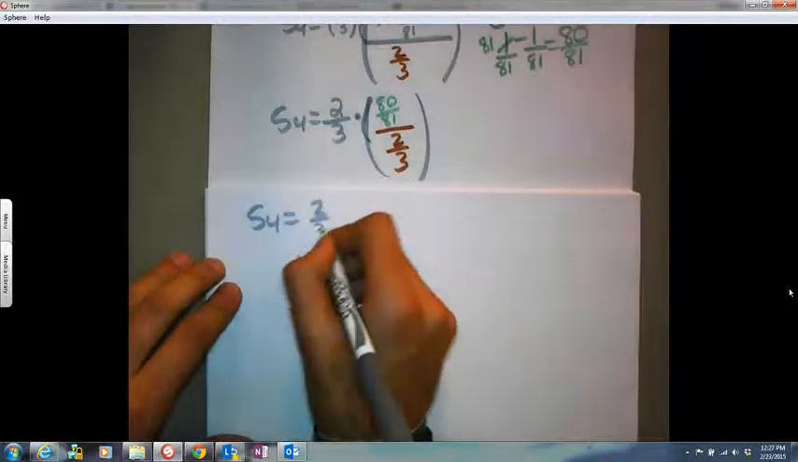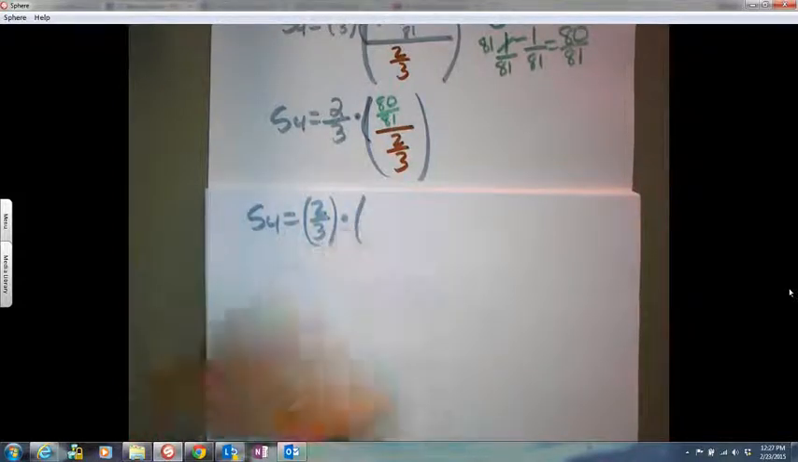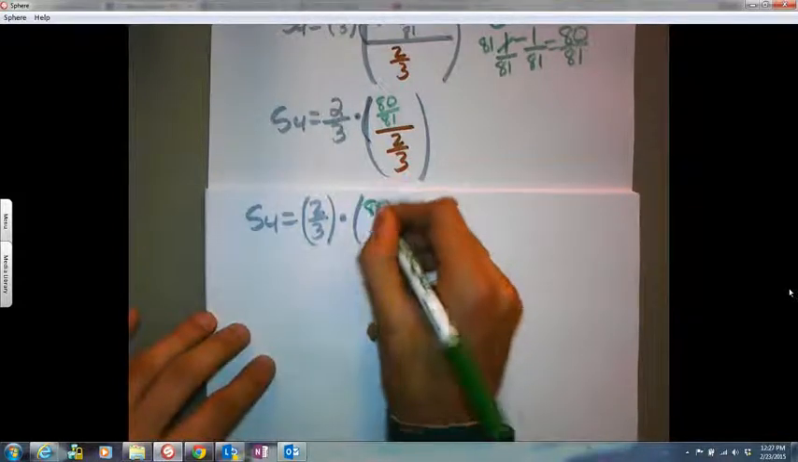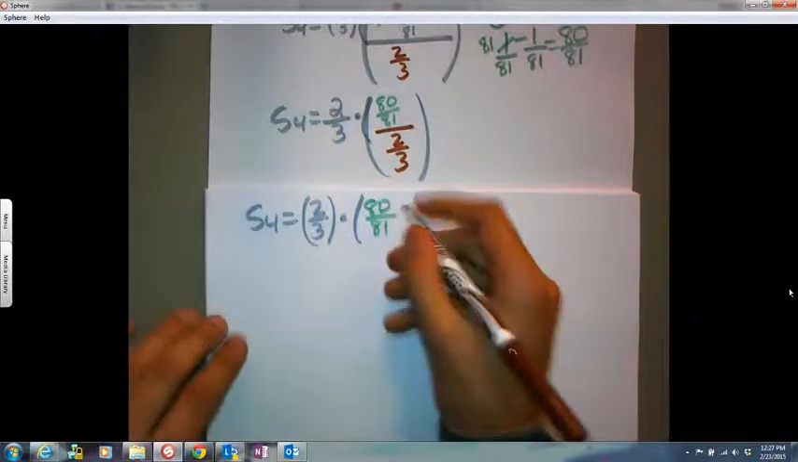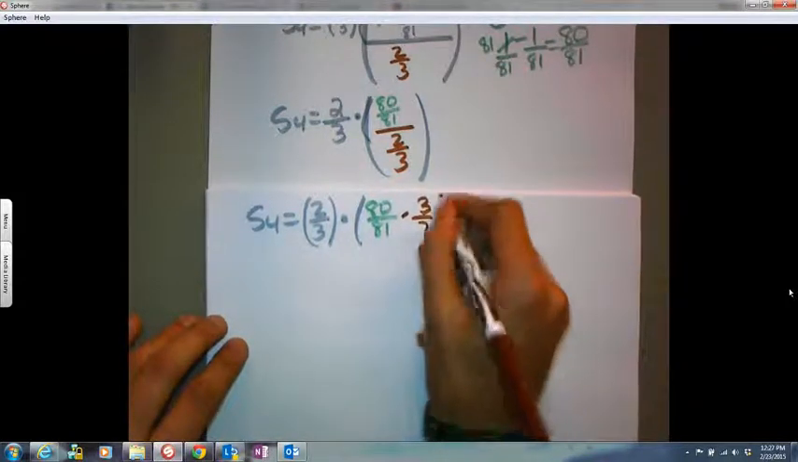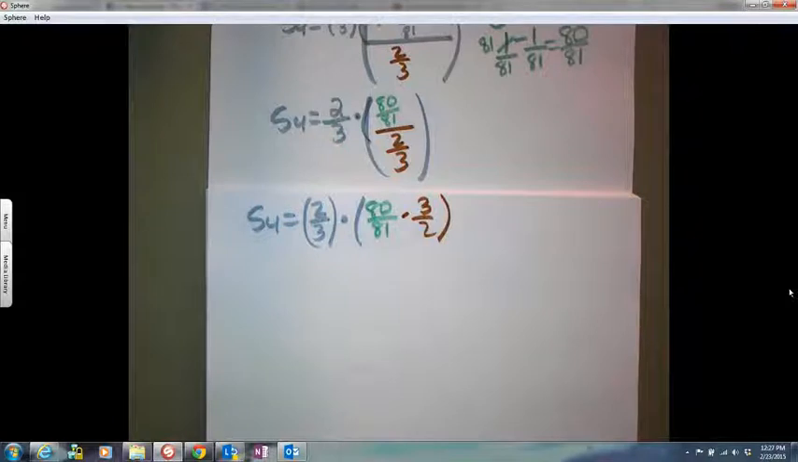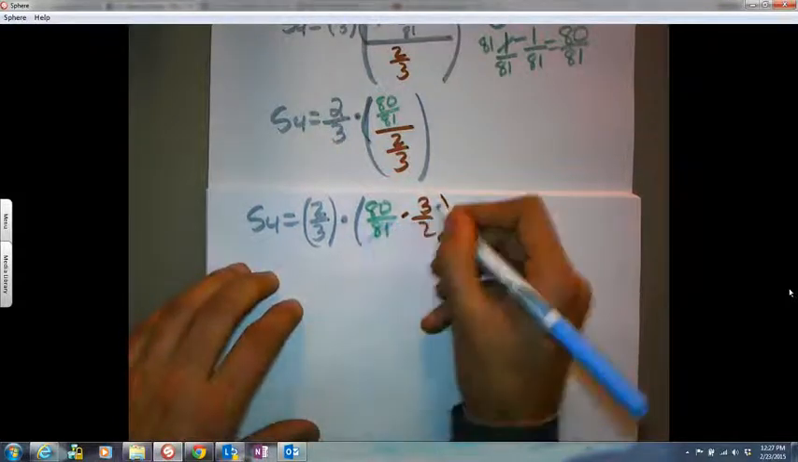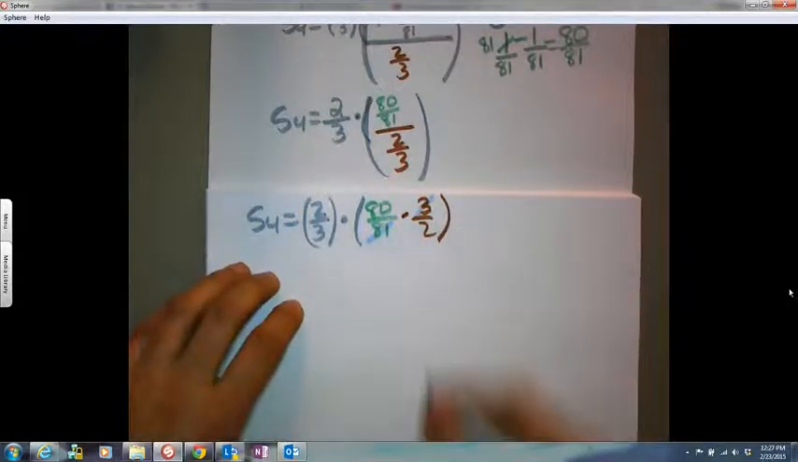Well, let's keep, let's change, and let's flip. Before multiplying, try to cancel some stuff out. The 81 and the 3 can both be divided by 3. 3 divided by 3 is 1. 81 divided by 3 is 27.